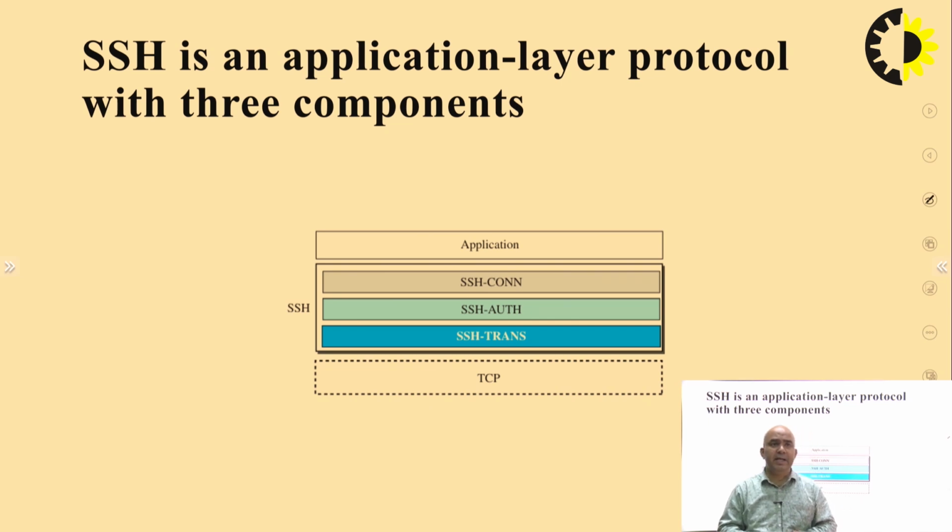SSH is an application layer protocol with three components: the connection, then authorization, then the transfer of the data, and they work with TCP in order to send or receive information from the client to the server.